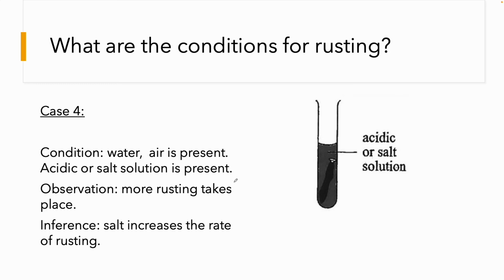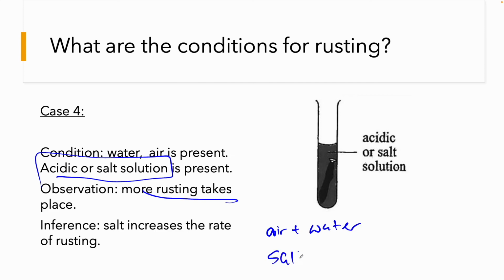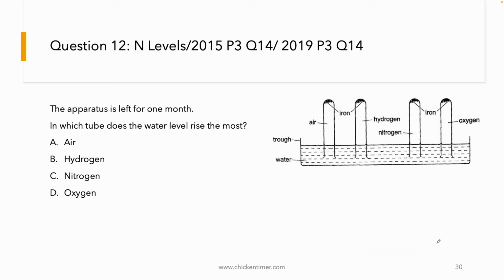And case number 4, it's a salt solution, so more rusting takes place. So at the end, the conclusion is you need air and water to rust, and salt makes rusting faster. Okay, so these are the conditions that we have.